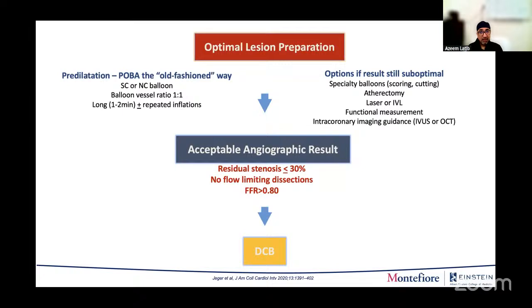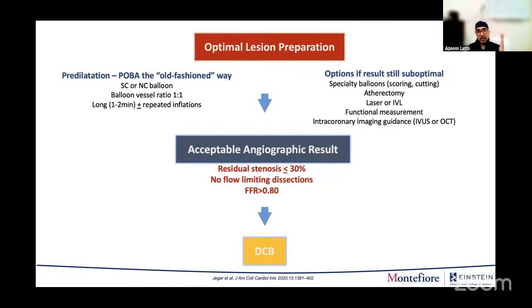I look on fluoro and make sure I'm on the right wire if I'm using two wires. I didn't do this recently with one of my fellows, and they put in the wrong wire, and then we had to throw the balloon away. So make sure it's on the right wire. Make sure the wire is still down the artery, because that's happened too.